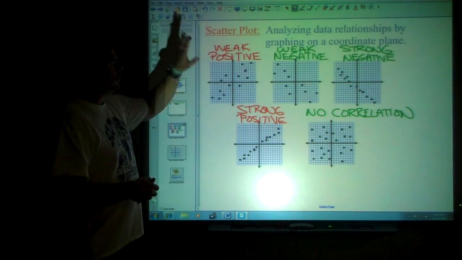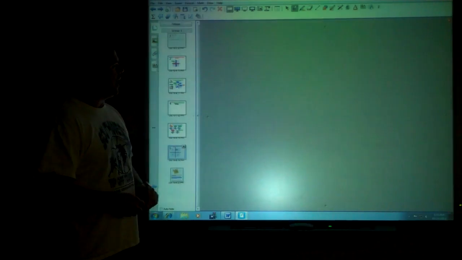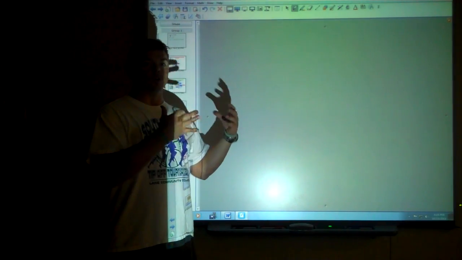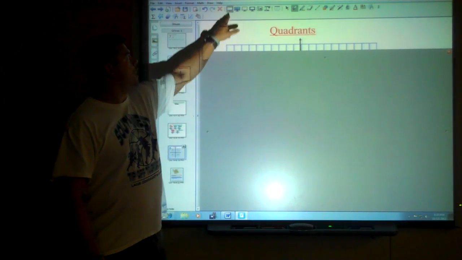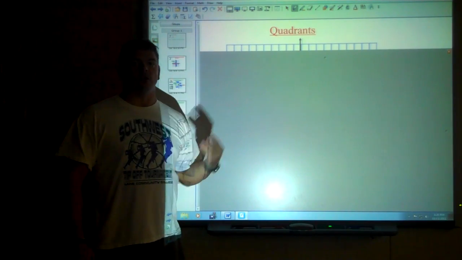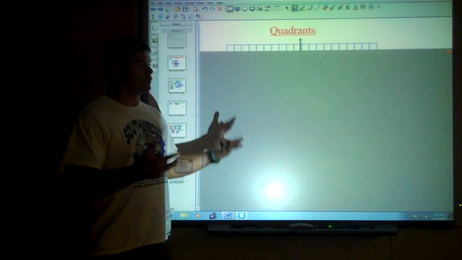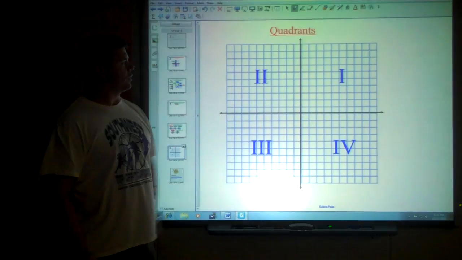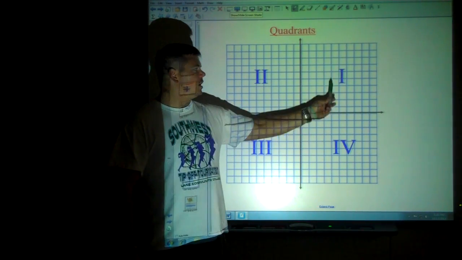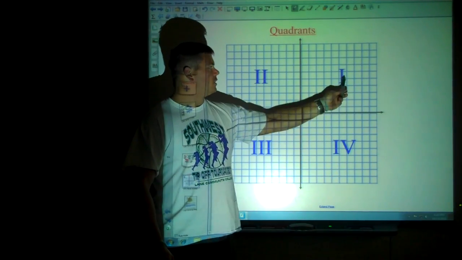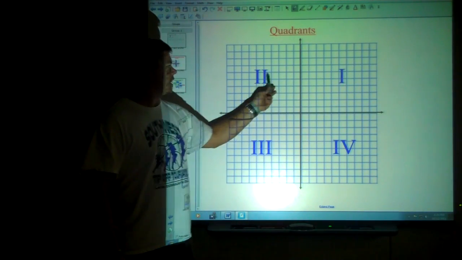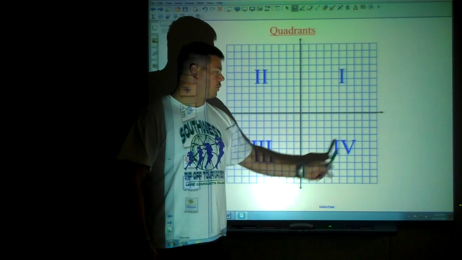And the last idea as far as graphing is concerned, when you have a coordinate plane, there seems to be 4 sections that it's broken up into. We call those sections quadrants. 4, just like when you ride your quad at the beach, has 4 wheels. All right, 4 different quadrants. We use Roman numerals. You start in the top right corner and you go in a counterclockwise motion. So this would be the first quadrant, second quadrant, third quadrant, and the fourth quadrant.